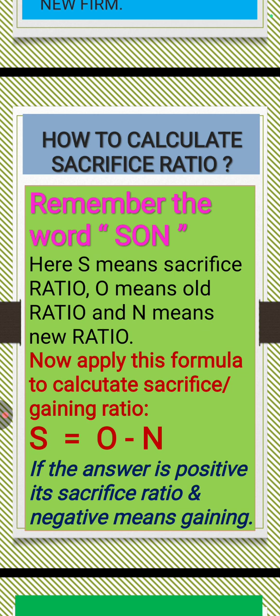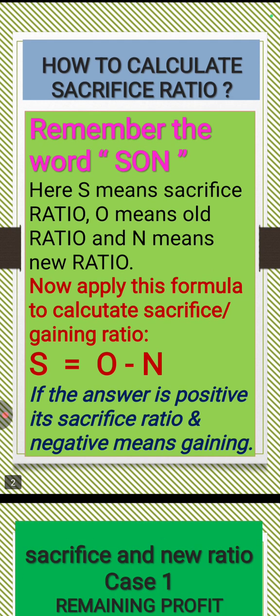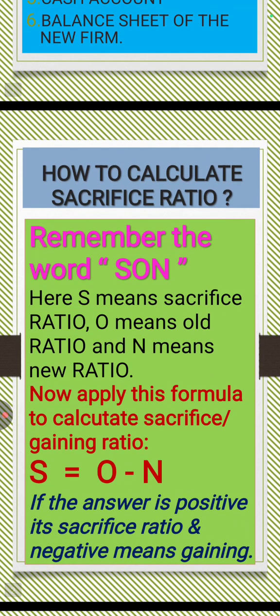What is sacrifice ratio? What is the formula to calculate it? For this, just remember the simple word SON. S means sacrifice, O means old, and N means new ratio. Apply the formula S equals O minus N. If the answer is positive, it means sacrifice ratio is there, and a negative answer means gaining ratio is there. Just remember this word SON to calculate sacrifice ratio.